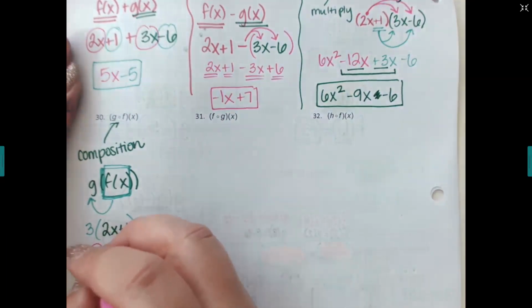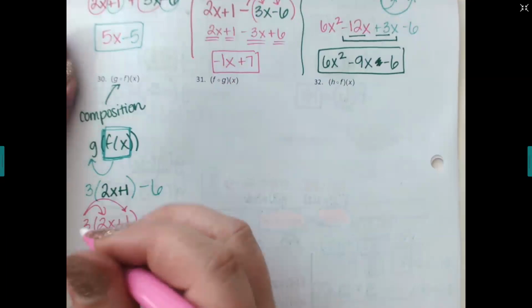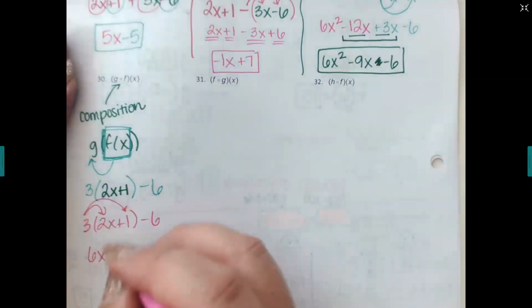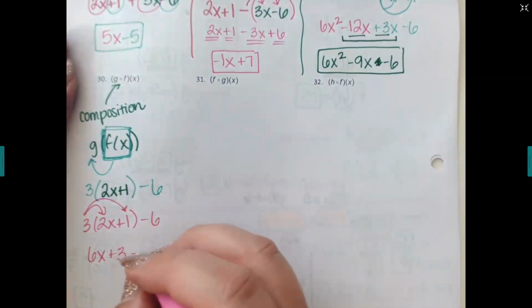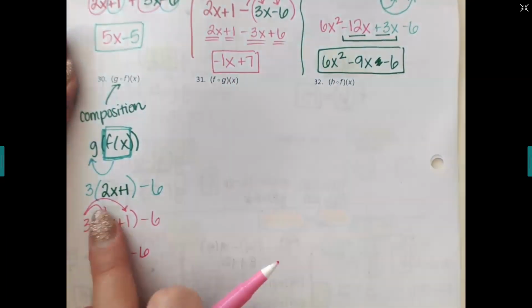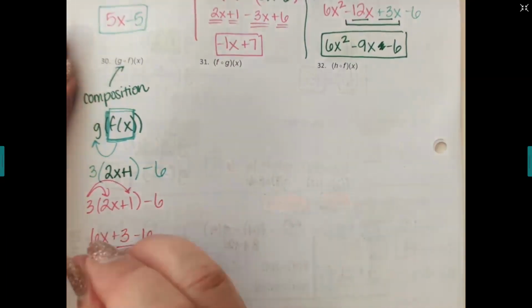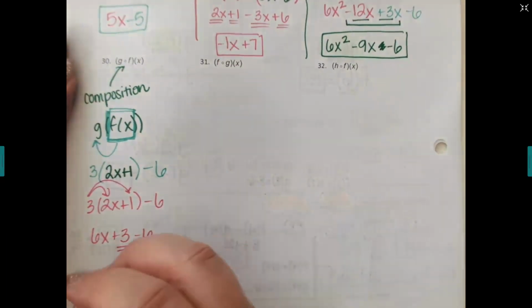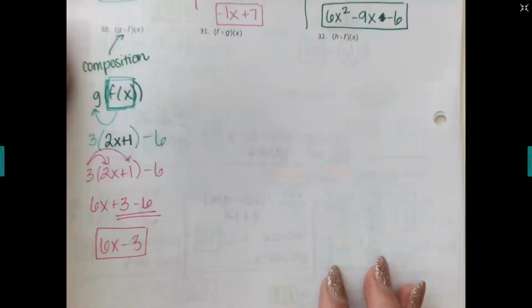Well, then I can times that 3 in. 3 times 2x is a 6x. 3 times 1 is a plus 3. Minus 6 is right behind that. Notice I'm not going to times the 3 past where the parentheses ends. And then these like terms can combine. 3 minus 6 would be negative 3. Okay.